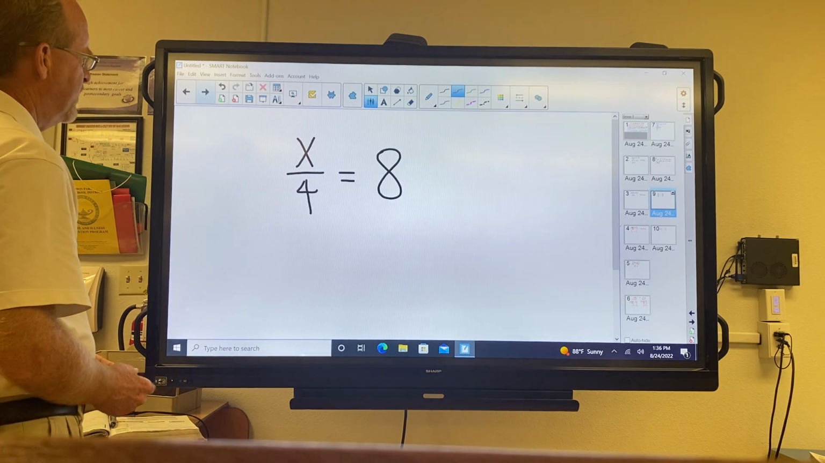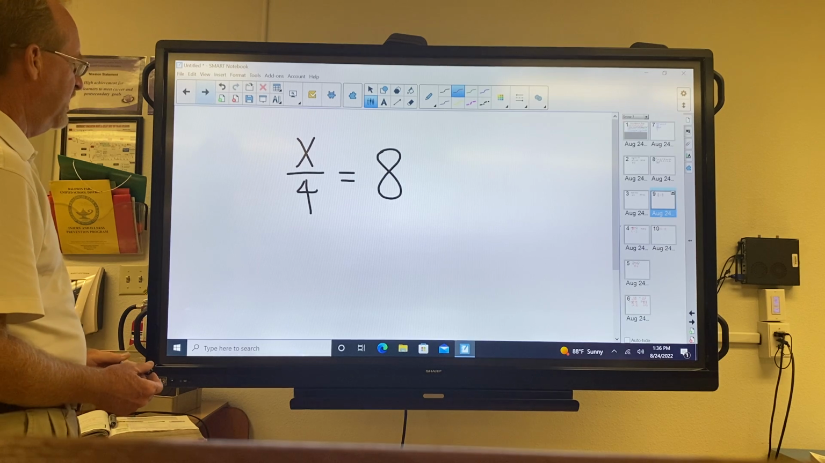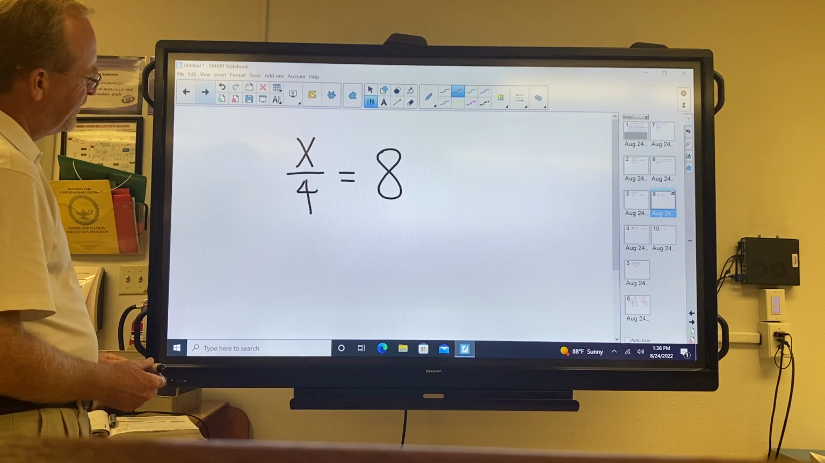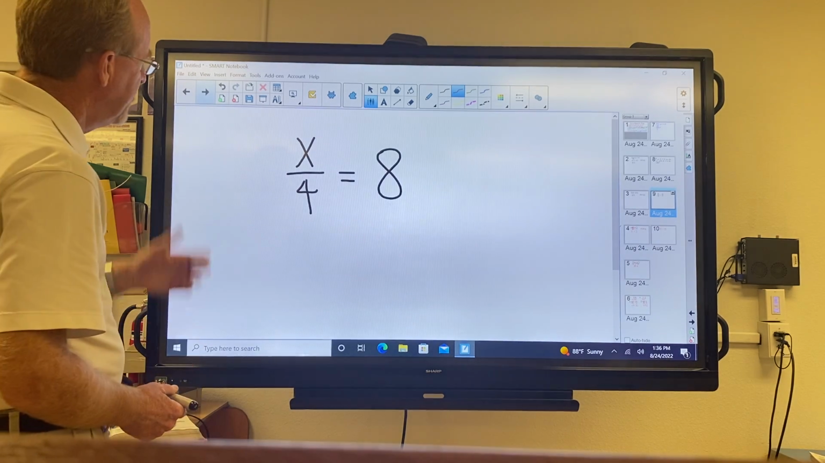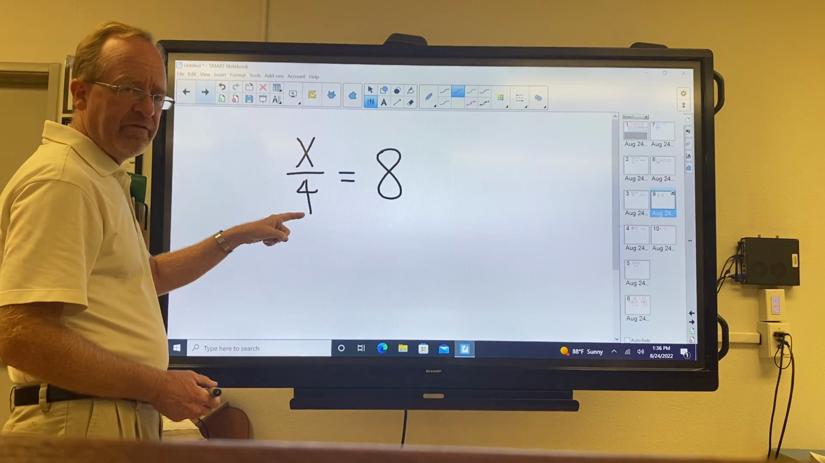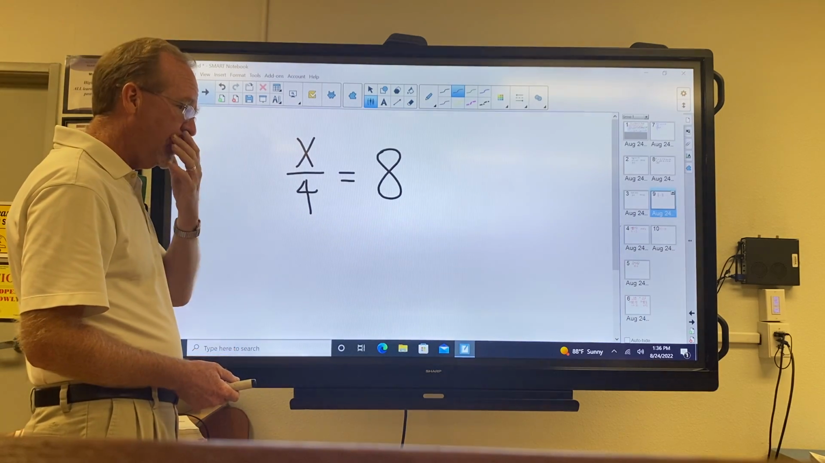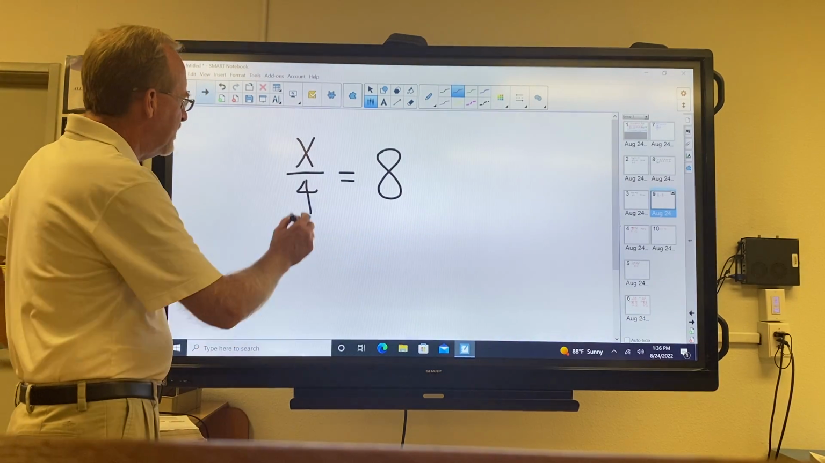So this is an interesting one. X over 4 is equal to 8. Okay, and I'm going to show you a trick on this one. This is division. What we're saying here is x divided by 4. So to unwind division, you multiply. And I'll show you a neat trick.